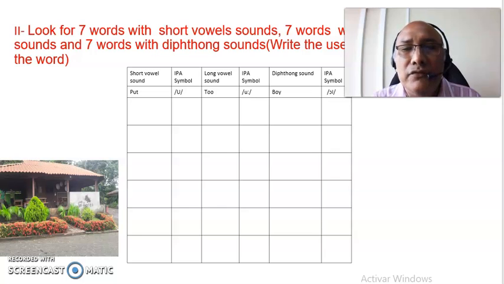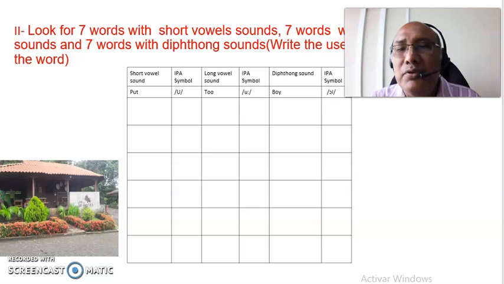For instance, for a short vowel sound, we have the word put. So I use the IPA symbol for the short oo sound. Another example is for long vowel sound, and that's the word to. Okay, so the International Phonetic Alphabet symbol is right there. Okay, and you have to do the same with the others.